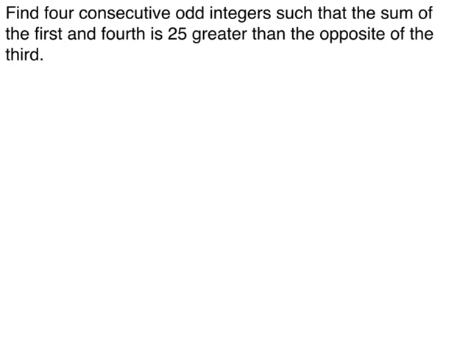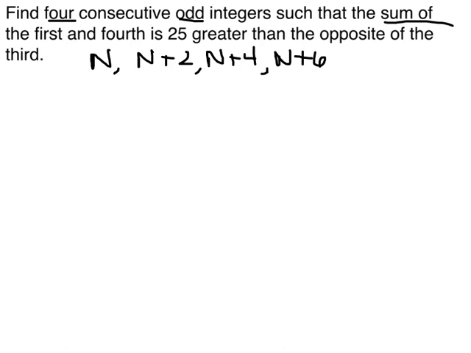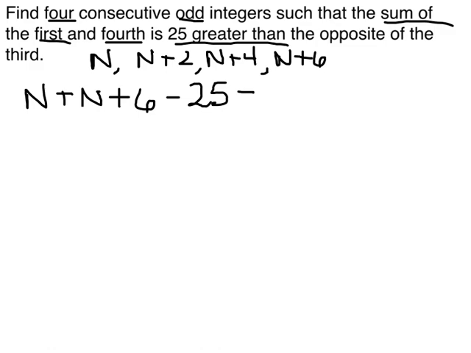This problem says find 4 consecutive odd integers. So I'm going to have n, n plus 2, n plus 4, n plus 6. Such that the sum of the first and fourth, so n plus 6, is 25 greater than, so I'm going to have to subtract 25 to make it equal to the opposite of the third. So the opposite of n plus 4 is negative n minus 4.